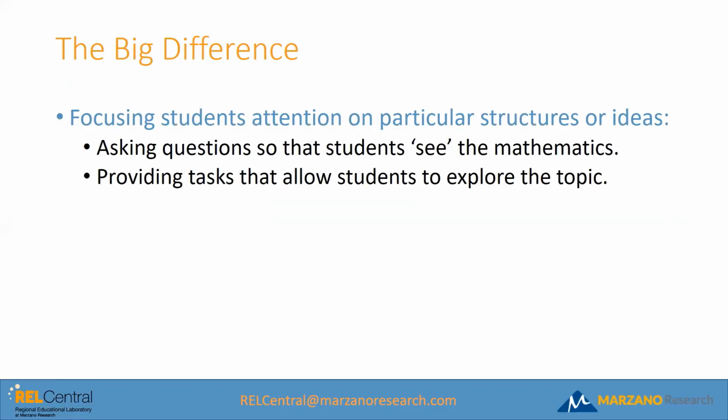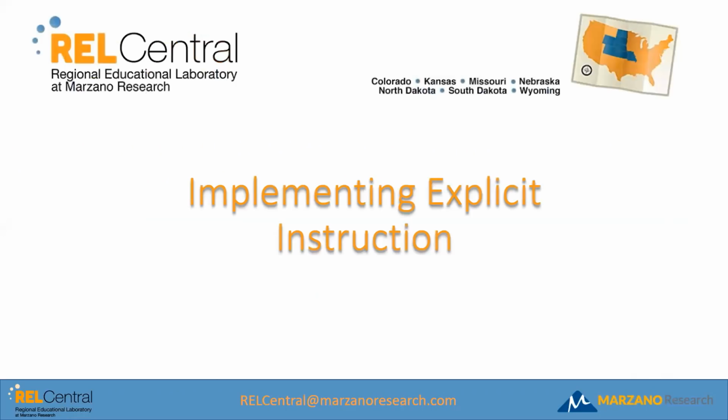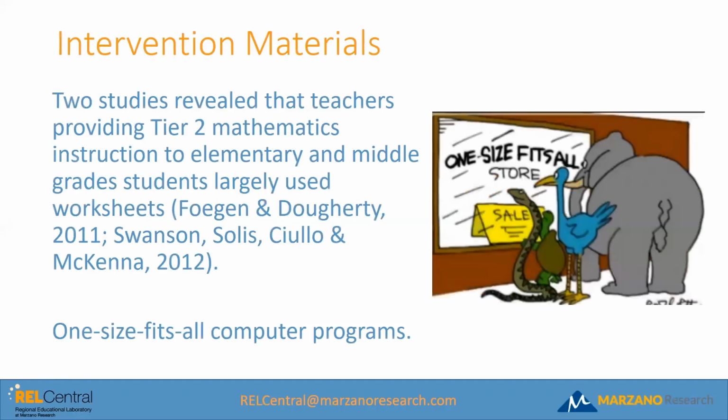So how do we implement explicit instruction? Let's think about what that means and how it might look. One of the things that's important when we're thinking about explicit instruction is the types of materials that we might use with students who are in an intervention class, say a Tier 2 mathematics class or a special education classroom.